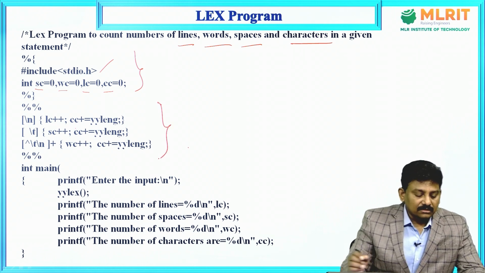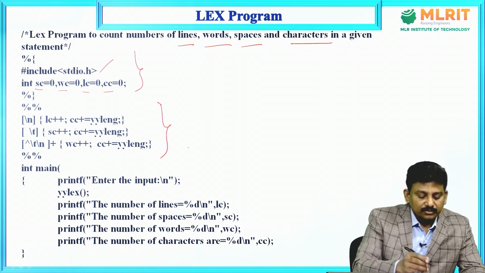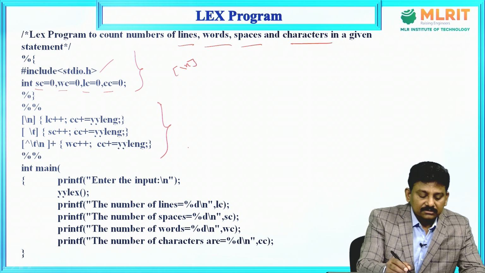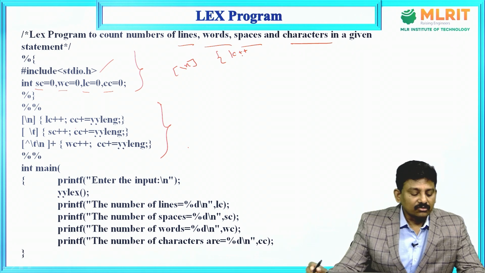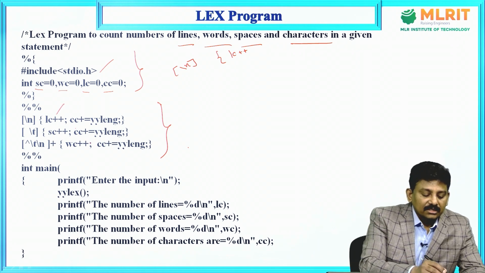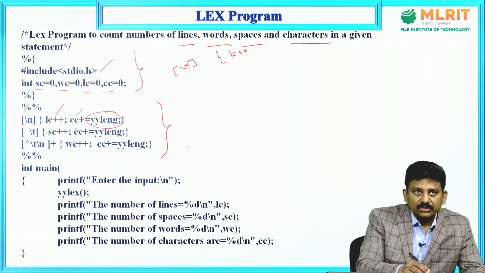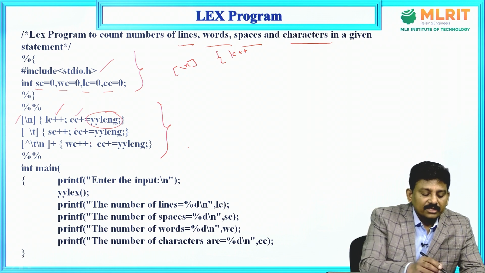Next, rule section, we have our pattern column and corresponding action column. See, whenever the pattern new line occurs, the line count will be incremented by 1, and we will also increment the character count by yyleng, which gives the length of the string. yyleng gives the string length, and that is added to the character count, which happens whenever a new line occurs.